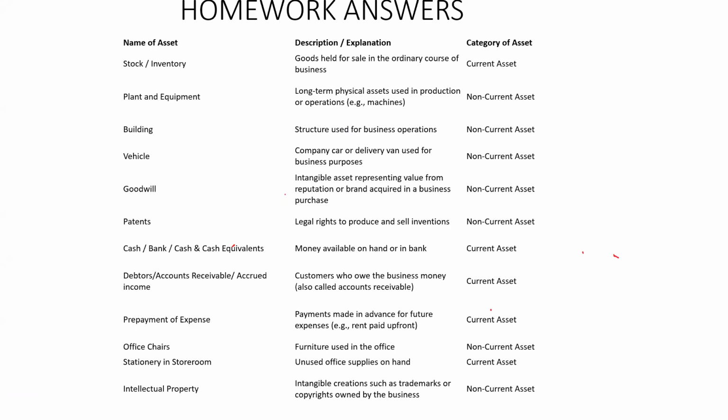So you need to understand that when I say the company has got a prepayment, what am I talking about? When I say the company has got a debtor, what am I talking about? So let's talk about this first, right? What do I mean by this?